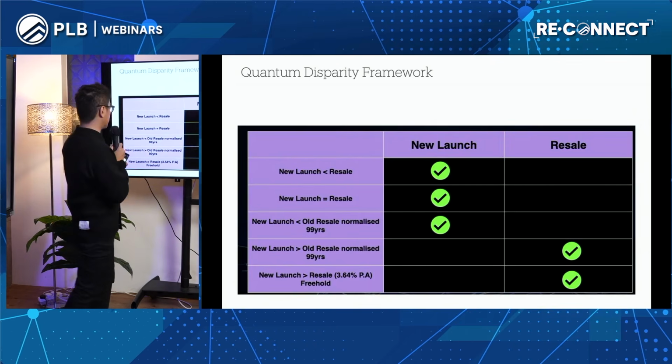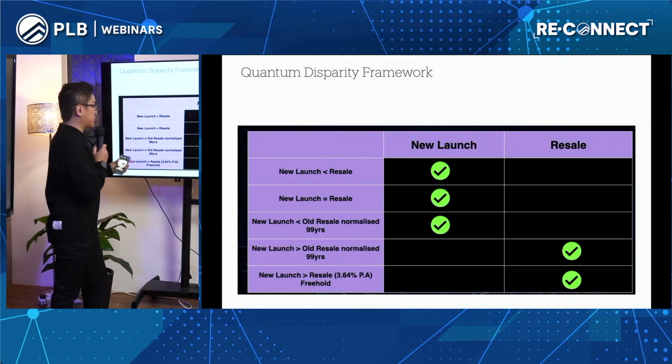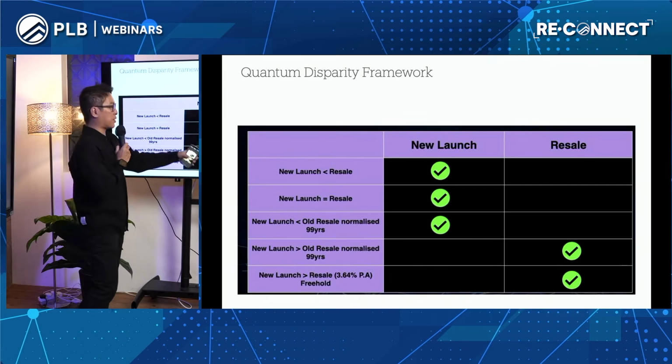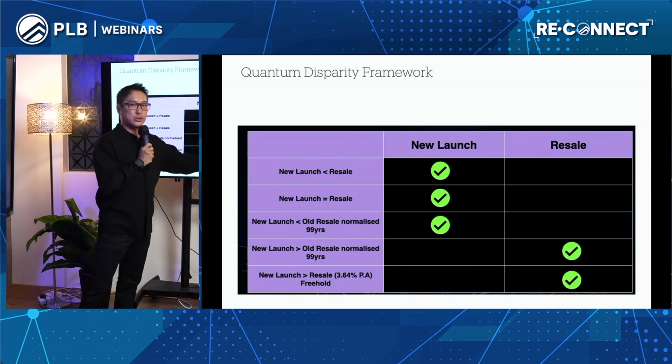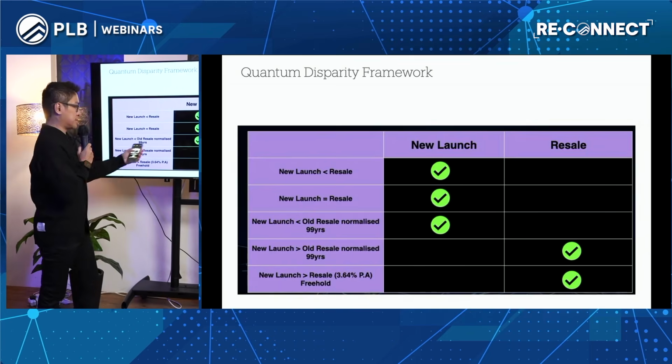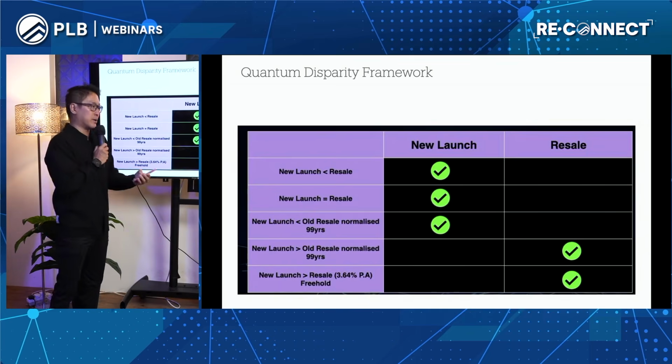And of course, there's also this after normalization. If you reset the price and compare a resale and a new launch, and it makes more sense to go into a resale project, then it's better, through our advice, to buy a resale project as well.